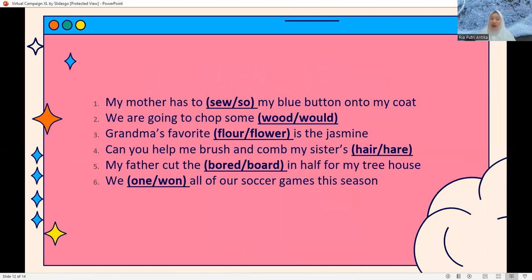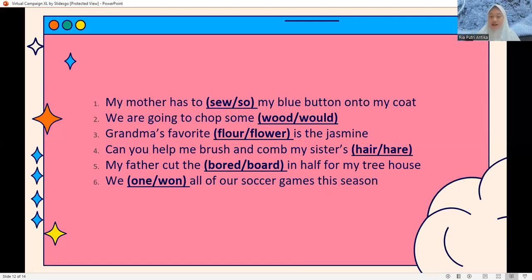Okay. The first question is, my mother has to blank my blue button onto my coat. Which one is correct? 3, 2, 1. Okay. The correct answer is A, so, not so. So and sew. So my mother has to sew my blue button onto my coat. That's the correct one.